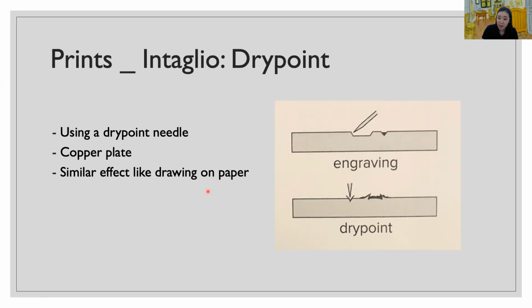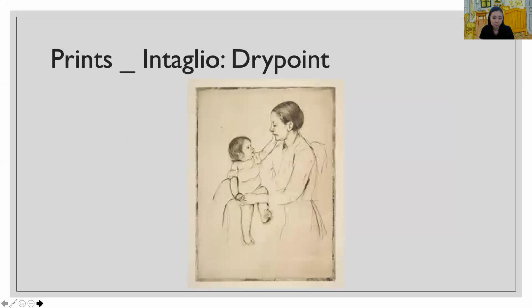And as the needle scratches across the plate, it raises a burr like this, a burr or a thin ridge of metal. If left in place, the burr will hold ink along with the incised line, producing a soft, slightly burred line when printed. So the result looks like this, like a pencil drawing.